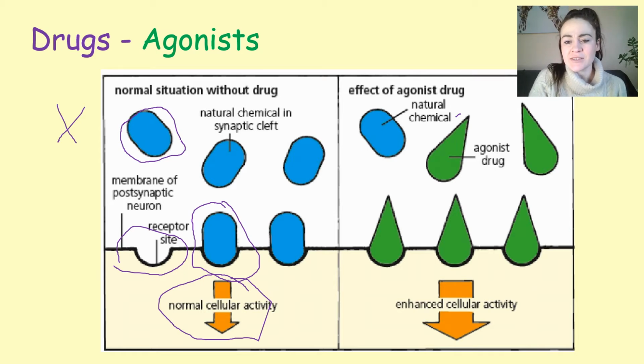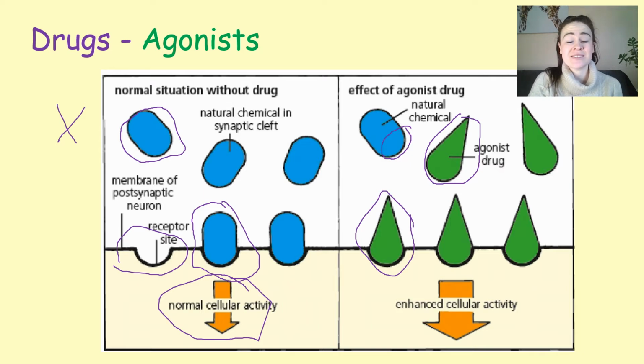Now when you've got an agonist here, notice that the bottom of it is a similar shape to our neurotransmitter. This means that the agonist can fit very nicely into the receptor, and because it's mimicking it and it's similar to the neurotransmitter, we're actually going to enhance the cellular activity. So we're going to be increasing the normal response that the postsynaptic neuron would give. So agonists, similar shape, similar chemical makeup to basically mimic the neurotransmitter and enhance that response.